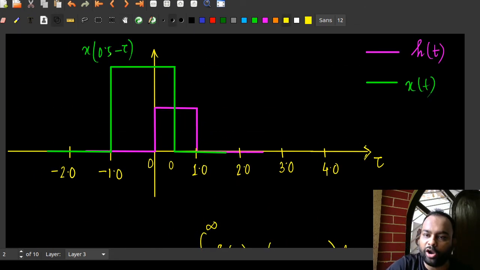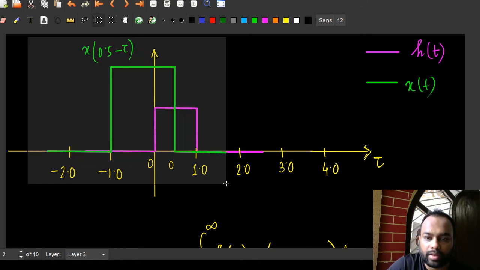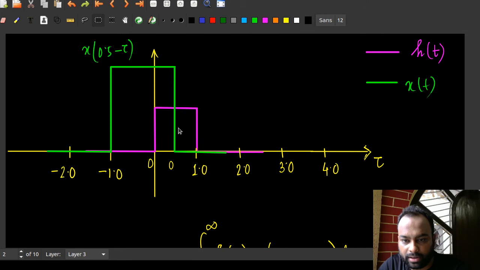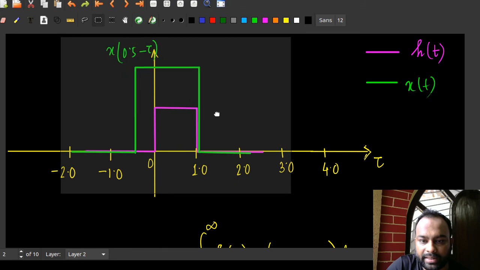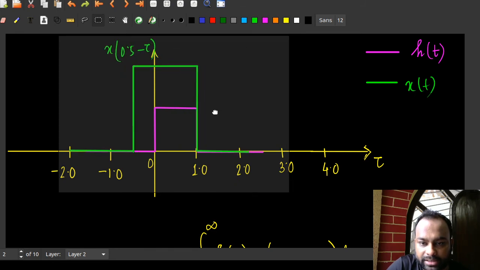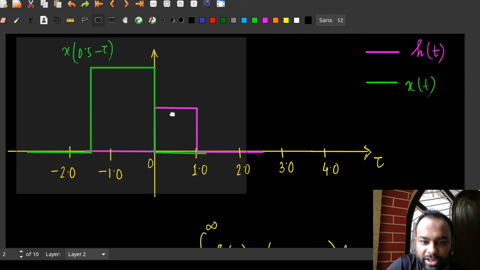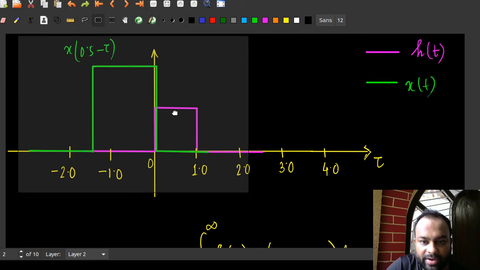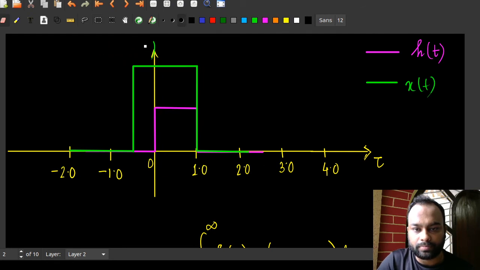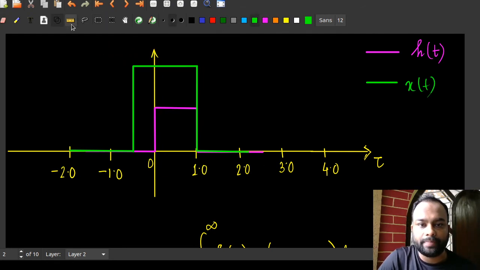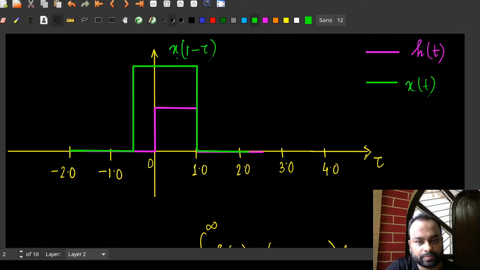I believe all of you would agree that this is x of minus tau, and if I right shift it by 1 unit, I get x of 1 minus tau, right? So that's my x of 1 minus tau. Again, do tell me if you have any query.